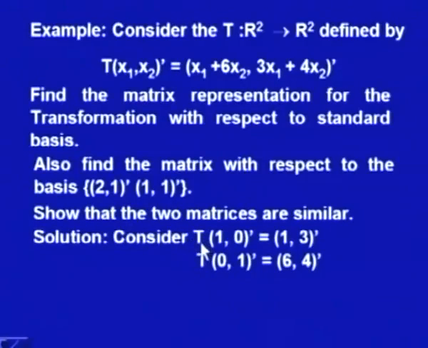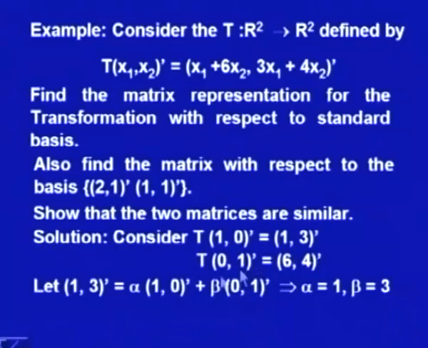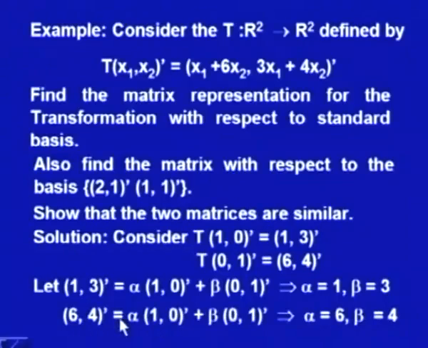So we start with the vectors (1, 0) and (0, 1) as the base vectors in the standard basis. So (1, 0) will map to (1, 3) under this transformation. One can check x1 is equal to 1 and x2 is equal to 0, so the first element comes out to be 1, and the second element will map to 3. Similarly, T(0, 1) will be (6, 4). Then the vector (1, 3) will be represented as a linear combination of the base vectors (1, 0) and (0, 1), that means alpha is equal to 1 and beta is equal to 3. These are the coordinates of this vector. Similarly, (6, 4) will be represented as alpha times (1, 0) plus beta times (0, 1), and that gives alpha is equal to 6 and beta is equal to 4.